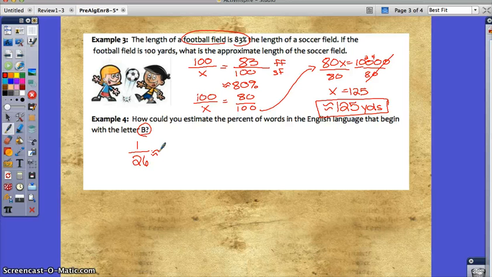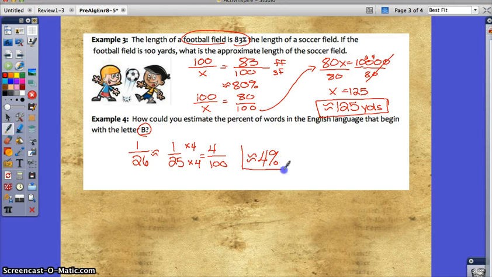I would make that to be compatible numbers. So 1 out of 26 isn't a common fraction that I know, but 1 out of 25 isn't bad, right? So then to find the percent, think about that. What would I do to get this out of 100? If you don't know it right away, you would multiply the denominator by 4, and then the top gets the same thing. So 4 out of 100, or this would be about 4%. Again, it may not be the most exact measure, but approximately, I would guess that there are about 4% of the English language words that begin with the letter B.